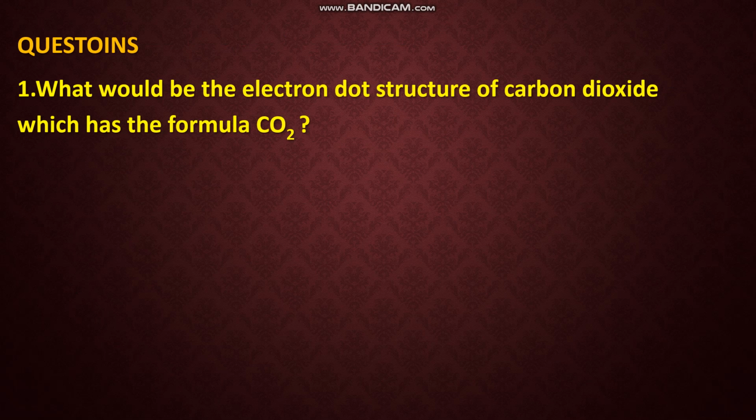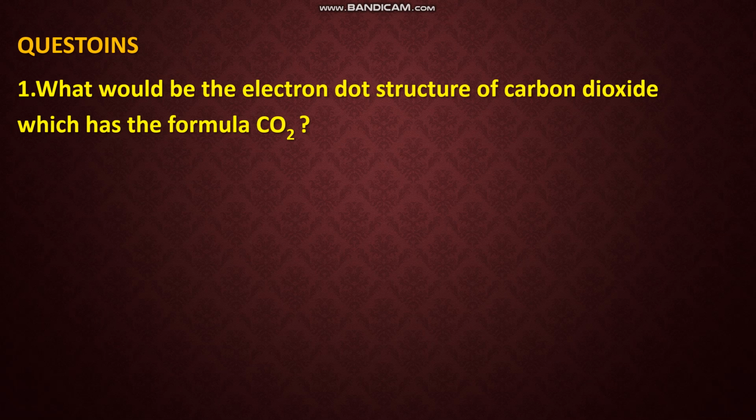So what is the atomic number of carbon? 6. Its electronic configuration is 2,4. That means in carbon, in the outermost shell there are 4 electrons. Oxygen atomic number is 8, so electronic configuration is 2,6. Oxygen has 6 electrons in the outermost shell. So always when you are drawing the electron dot structure, we are considering only the outermost shell electrons. Oxygen, as it has 6 electrons in the outermost shell, requires 2 more electrons to complete the octet. How many electrons does carbon require? It requires 4 electrons to complete the octet.